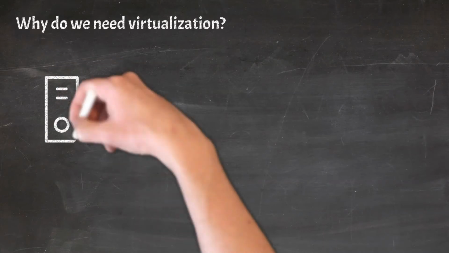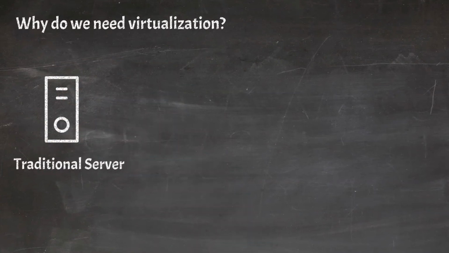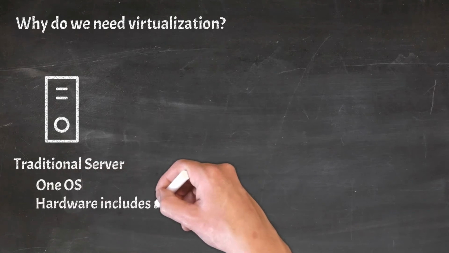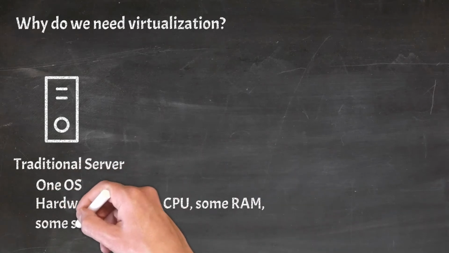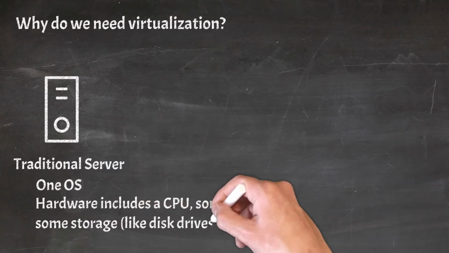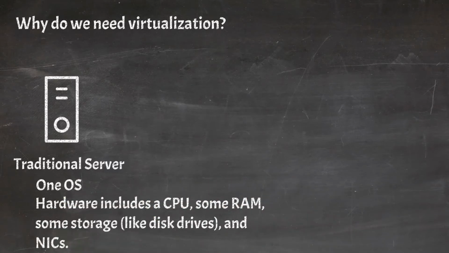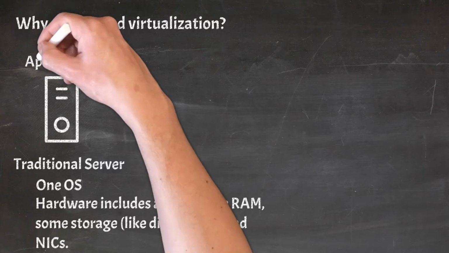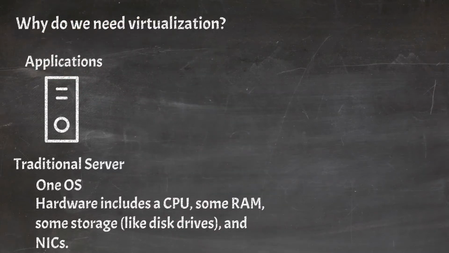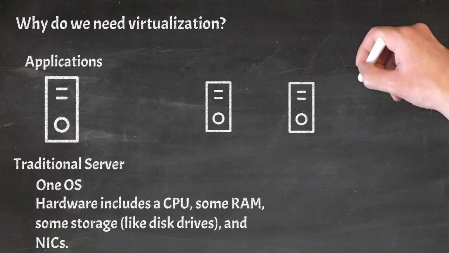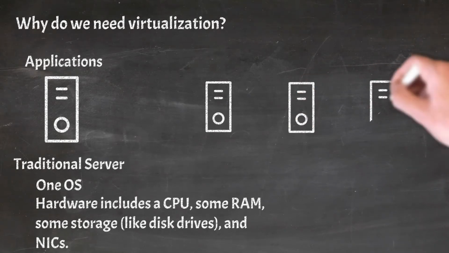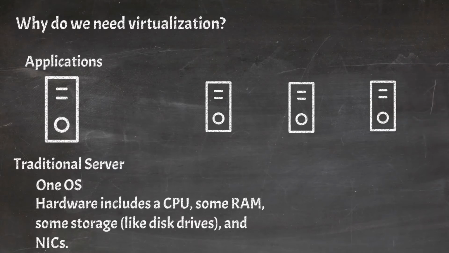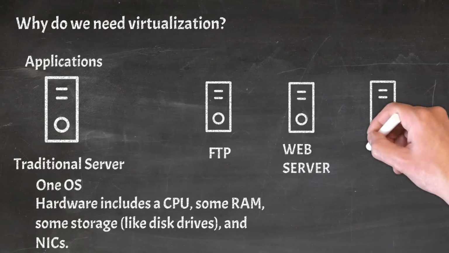Traditionally, when you think of one server, that one server runs one operating system. Inside, the hardware includes a CPU, some RAM, some storage, and some NICs. All that hardware is utilized by a single operating system, which then runs one or more applications on top of it. Let's say you have three physical servers dedicated to different applications. One is an FTP server, another one is a web server, and the third is a mail server.